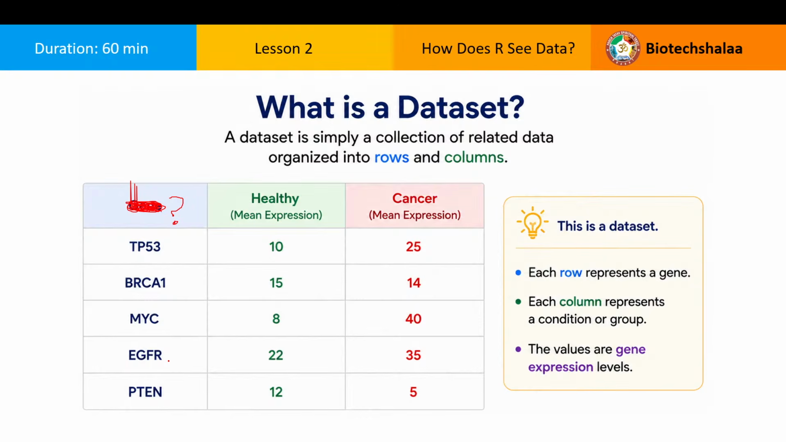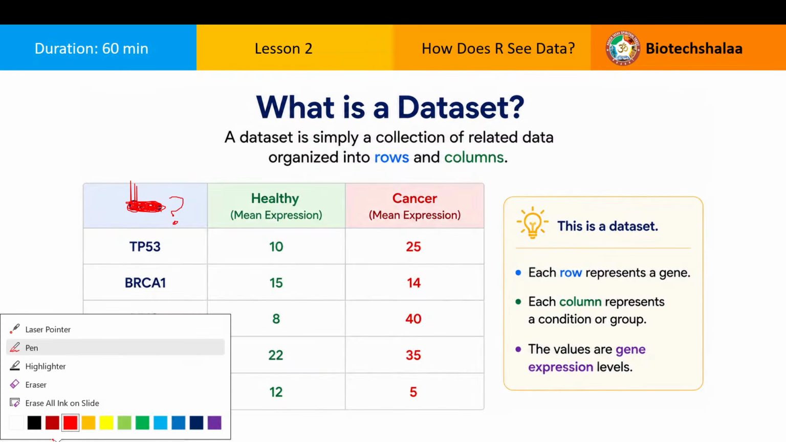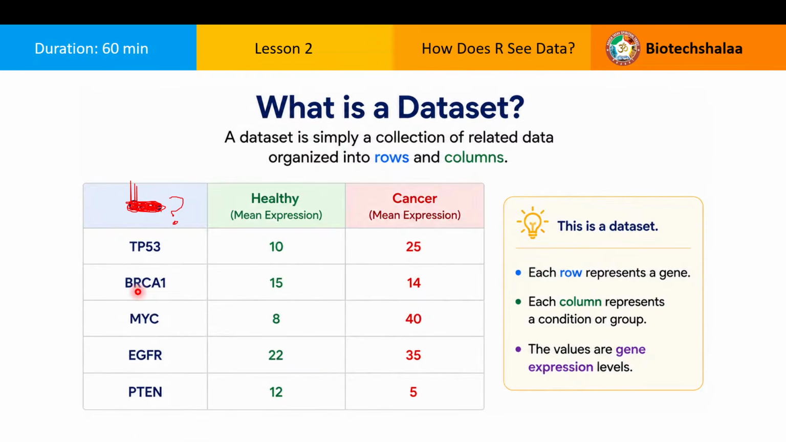If I show this table to a person who knows biology, suppose a biologist, he will immediately recognize that these are genes. But in the same way, if I show this table to the computer, the computer does not know biology.